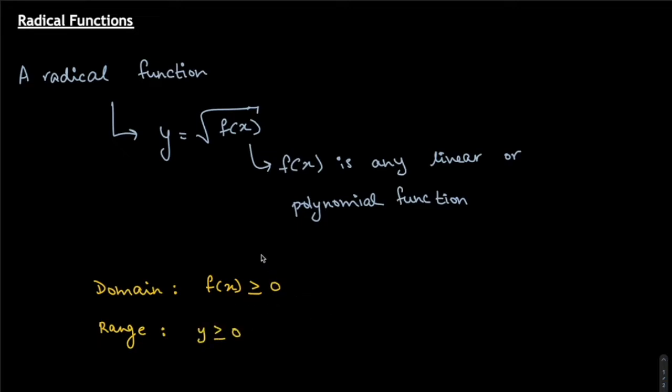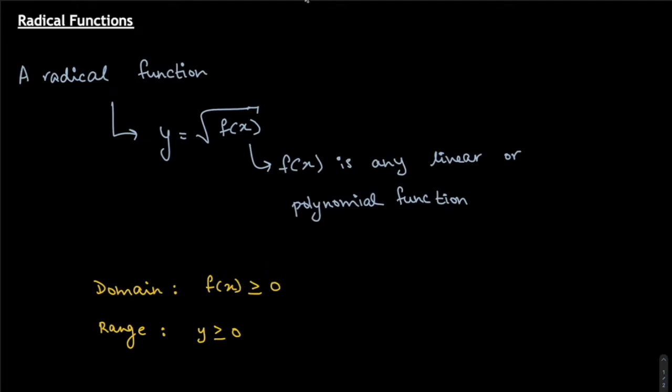The lowest possible value we can have for the domain is 0. Inside the square root, 0 is the lowest value that can be accepted. And if that's the lowest value that can be accepted, the lowest value that can be given out as output, or range, will be 0.